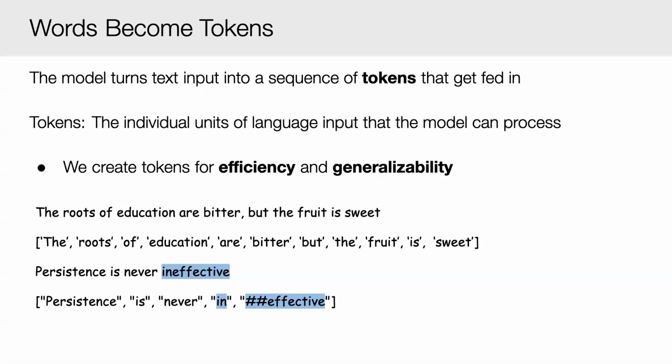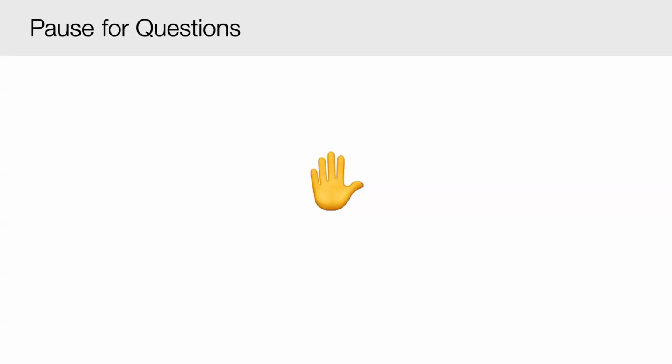And why do we do this type of tokenization? Well, the idea is for efficiency and generalizability, and we'll talk about this more in a future example. Do people understand kind of what tokenization is, even if they don't understand why we do it yet? Okay, cool.